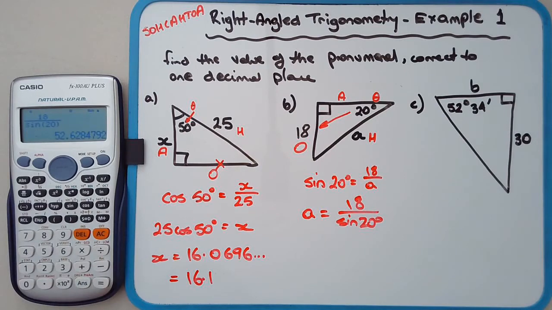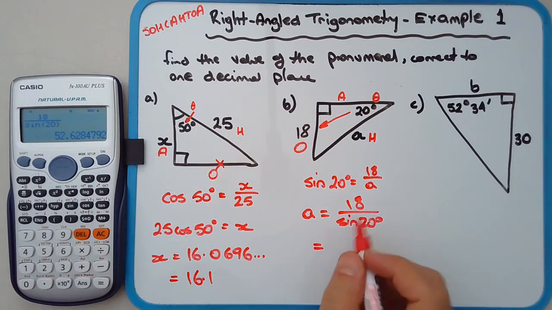18 over sine of 20. Yes, my calculator's in degrees mode, of course. Make sure that's the right thing. And that's equal to 52.63, so I'll just leave it as 52.6.